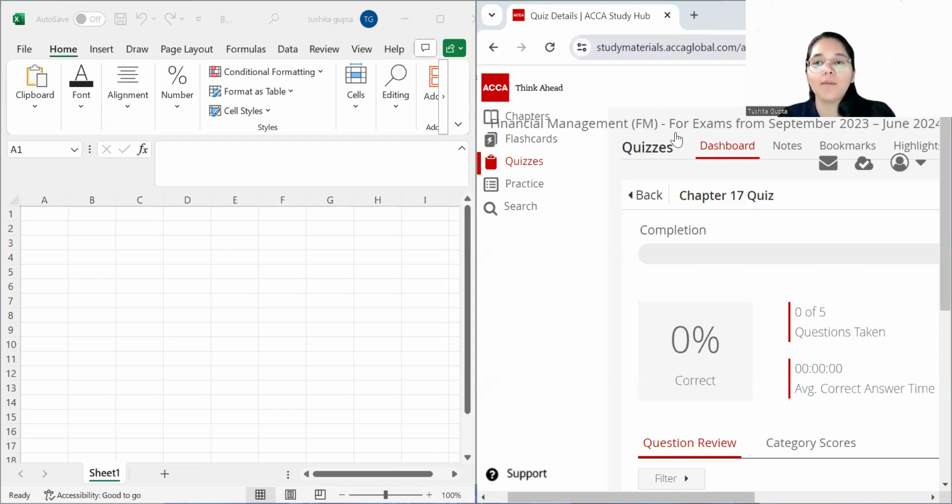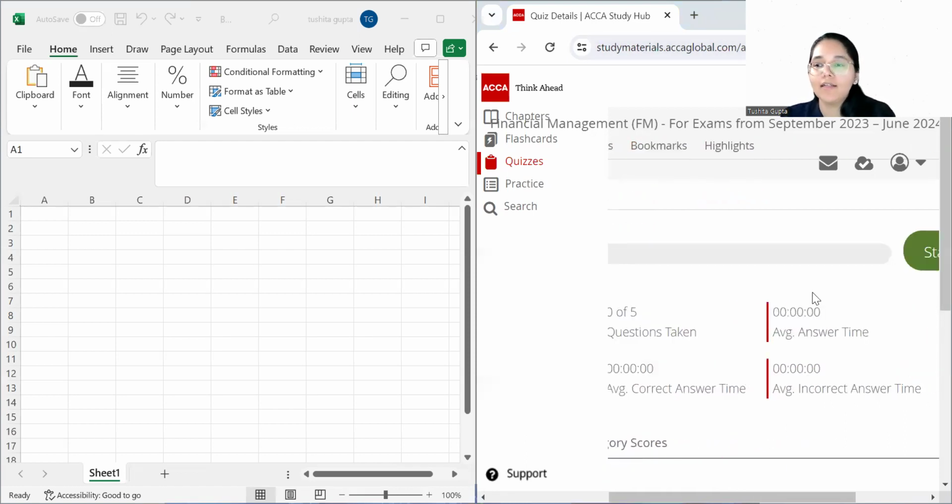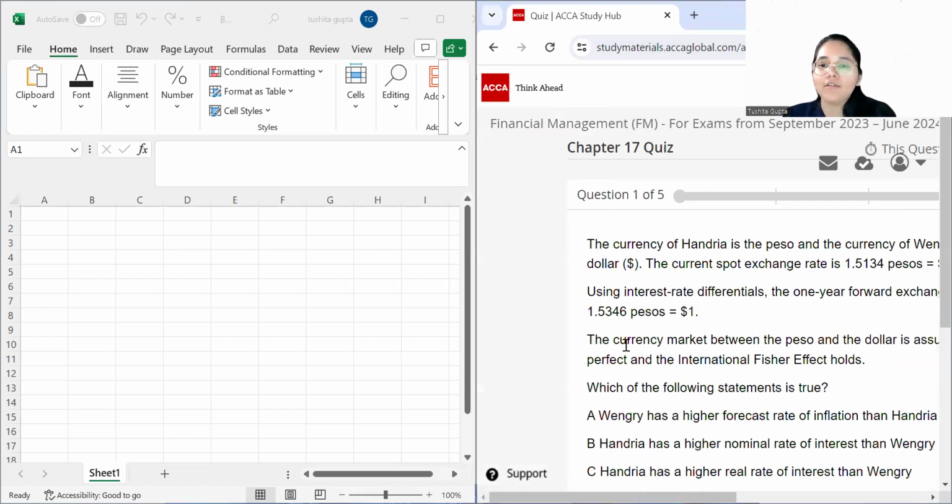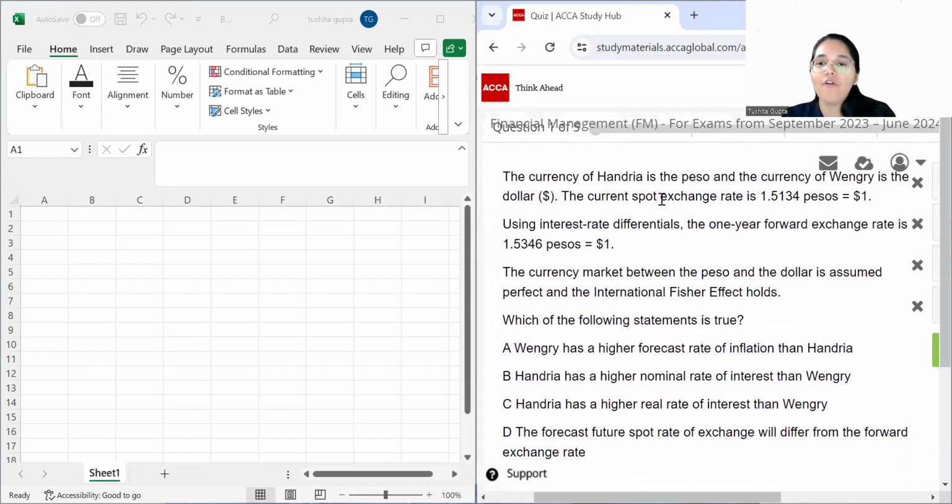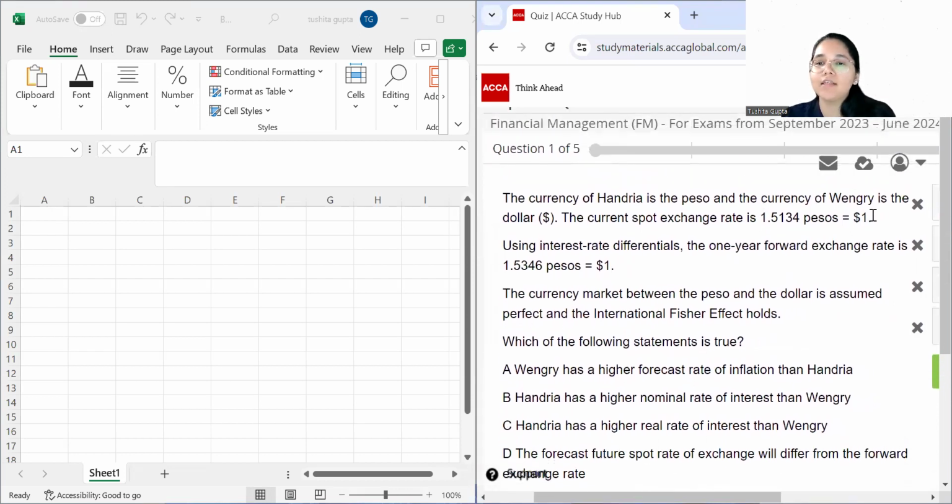This is the quiz for chapter number 17. So let's get started. Alright, so the first question goes, the currency of Hungary is the peso and the currency of Hungary is the dollar. The current spot exchange rate is 1.5134 pesos for $1. So basically, if I want to buy $1, I will have to give 1.5134 pesos to get $1.